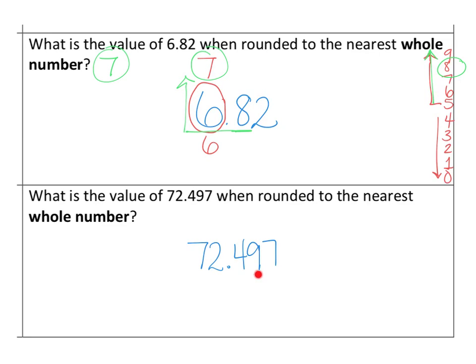72 and 497 thousandths. Circle your whole number. 72. 72 and 497 thousandths either rounds down to 72 or up to 73. How can we tell? We're going to look at the number next to the whole number, 4. 4 always rounds down. So 4 tells this whole number that we have to round down to 72. So what number is closest? 72. Great job!